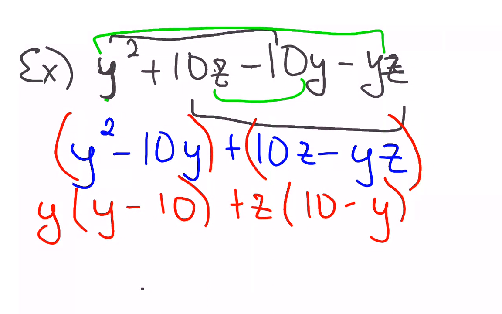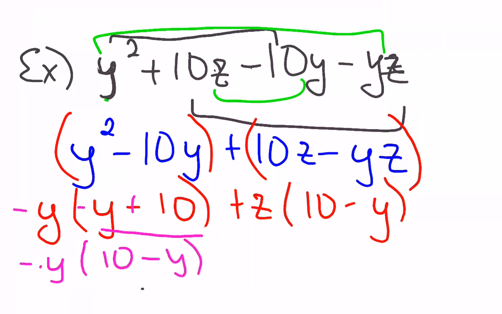We are so close. So what happens is, it doesn't matter which group, but I have to pull out a negative 1. So if I pull a negative 1 from this group here, now this becomes negative and that becomes positive. Now you might not see it at first, so I'm going to keep the negative y there. But if I rearrange it like I did before, I have a positive 10, a minus y, plus z times 10 minus y. And now they match. And so now we can pull them out as a group.